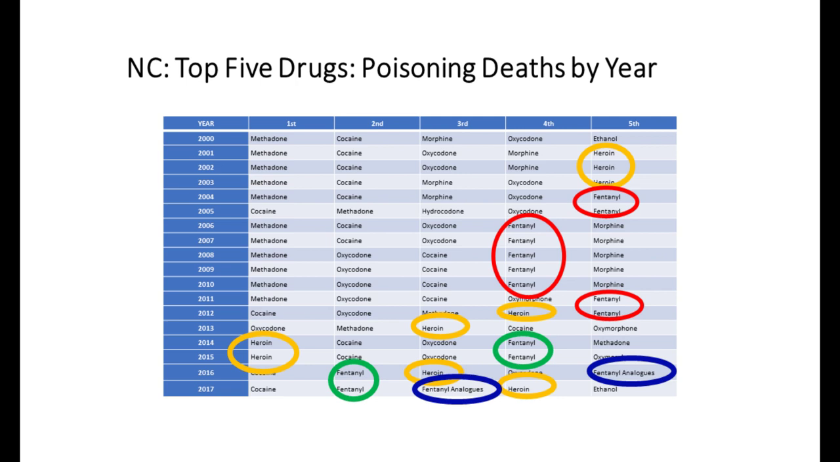The fentanyl that you see here in red is all prescription fentanyl. So this is all Duragesic and other prescribed medications that were largely being diverted and then abused. But the fentanyl in green here is illicitly produced fentanyl. And then the blue is the fentanyl analogs.